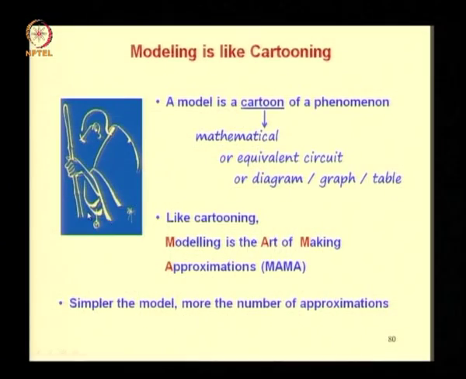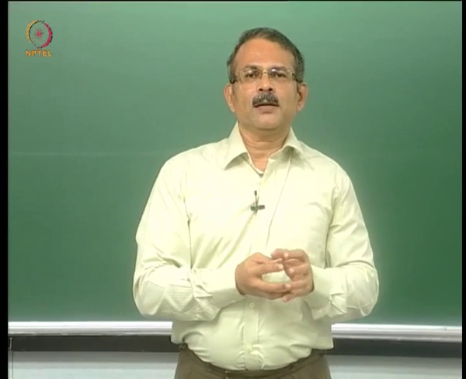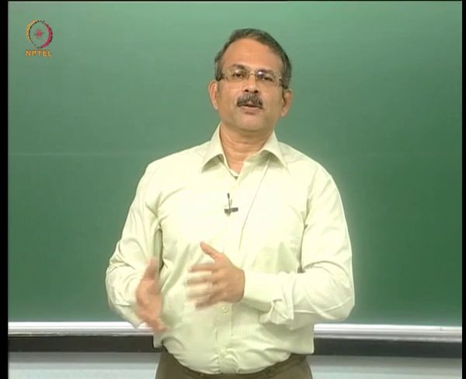Finally, simpler the model, more the approximations. So you can see here that if you add more and more lines, definitely the model becomes more and more realistic, the figure becomes more and more realistic, and the approximations are less, but then the model is complex. So you are using more lines to represent the person because you want to get the representation closer to reality. The same thing happens in a model. So if you want to use a simple model, then there will be a large number of approximations.